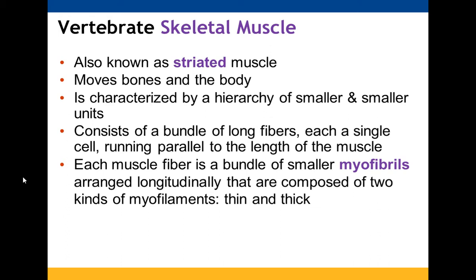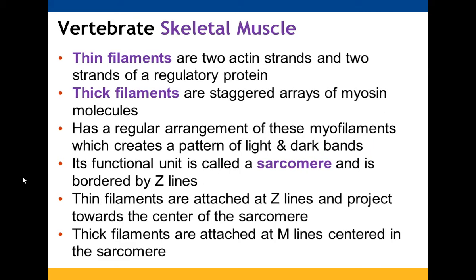Lots of smaller units work together in concert, forming a hierarchy. We have skeletal muscles that are made of long fibers that run parallel to your muscle's length. Each of those individual fibers is made of several smaller myofibrils. Those are arranged longitudinally, and they consist of two kinds of myofilaments, both thin and thick. Your thin filaments consist of two actin strands and two strands containing regulatory proteins. Thick filaments are staggered arrays of myosin molecules.